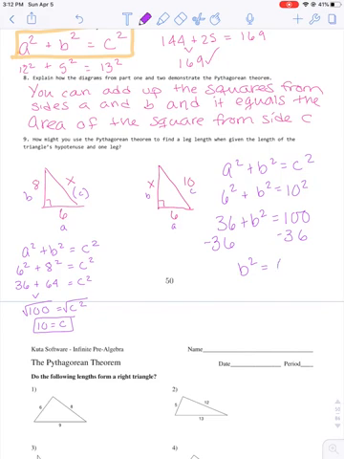Solve it like an algebraic equation. Subtract 36 from both sides. I get B squared equals 64. Take the square root of both sides, and I get B equals 8. And both of my triangles match, because based on the Pythagorean theorem, there's only one right triangle that's going to work this way with this specific set of numbers.